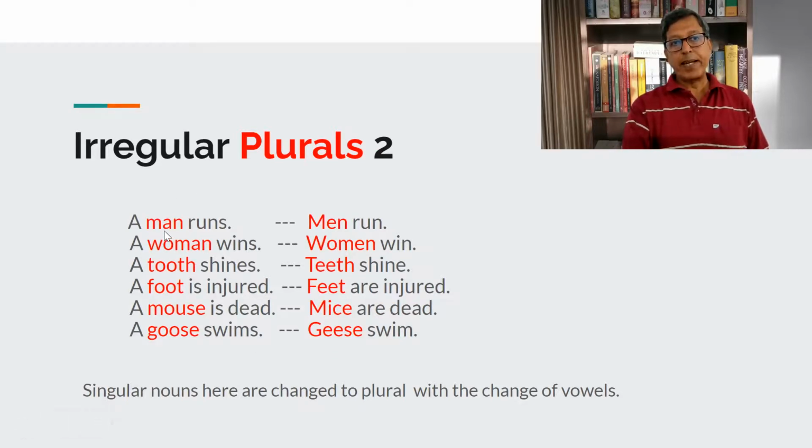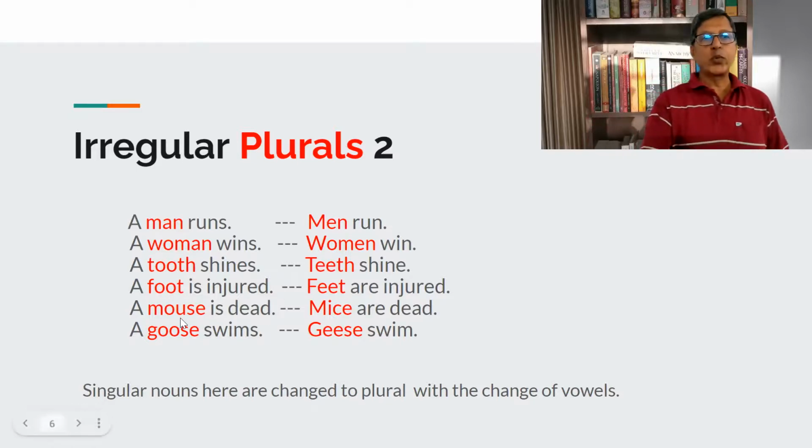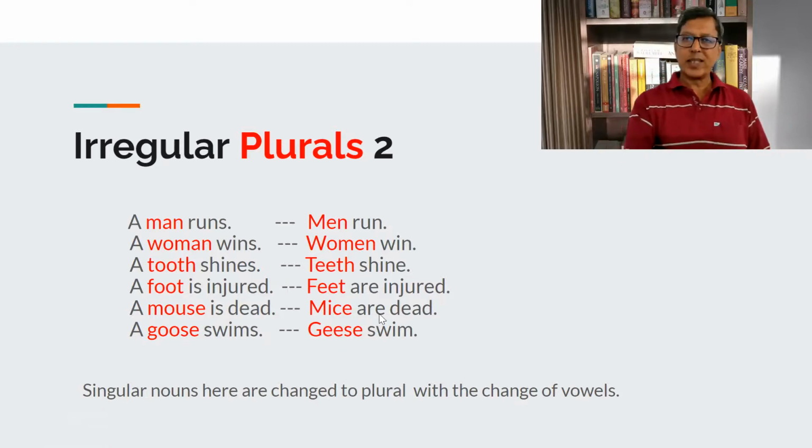The pattern is in man, a changes to e. In woman, again, a changes to e here. Tooth, double O, they change to double E. Then again with foot, double E. In mouse, there is a change. M-O-U-S-E becomes mice. So this is slightly different. In goose, again, the same. So there's a change in the vowel when there's a change from singular to plural. So singular nouns here are changed to plural with the change of vowels. This is the second rule that we've discussed.